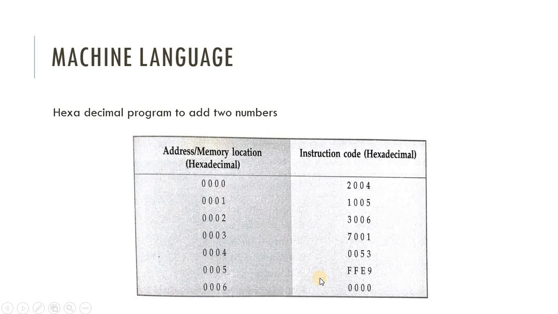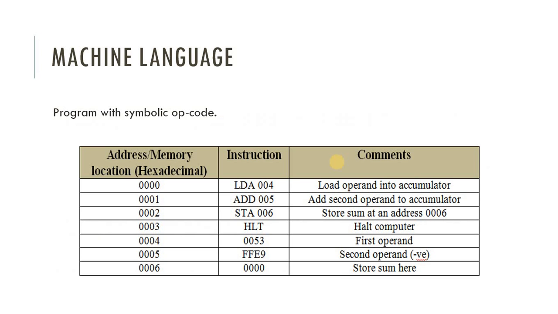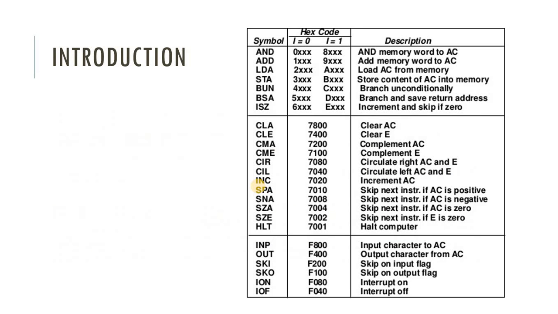This is a memory address, and this is the hexadecimal code for the instructions. This is better than the binary, but again confusing. Again we can't easily recognize what the instruction actually is. If we use this method, then writing the program is a very difficult task. Next is a symbolic opcode representation of the program. Here the memory address is given, then the instruction is written in symbolic form. In our previous lecture we saw the different symbols to write the program.